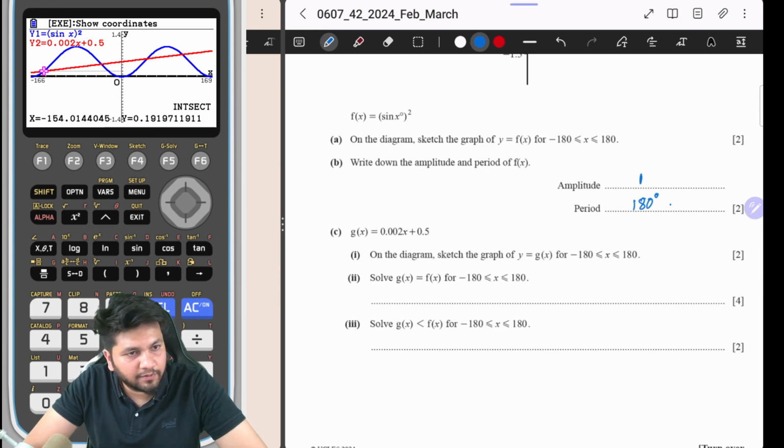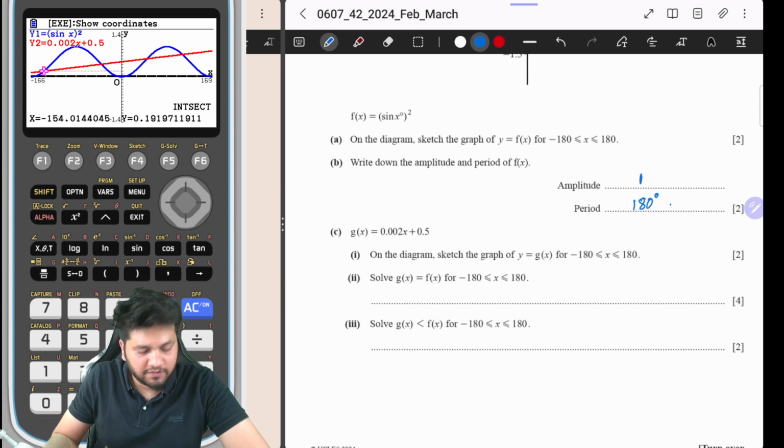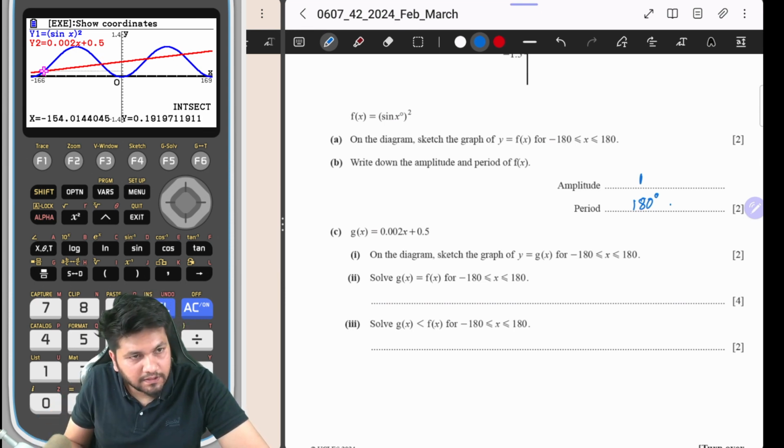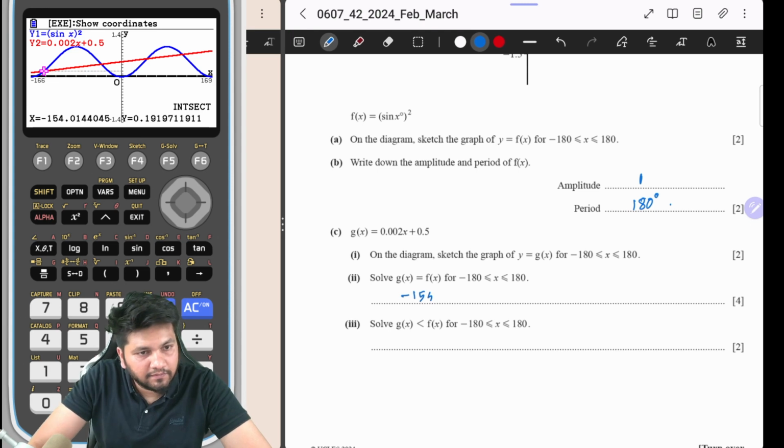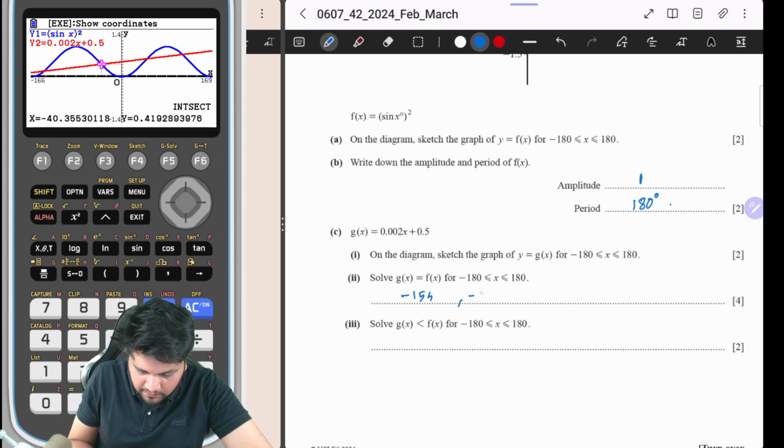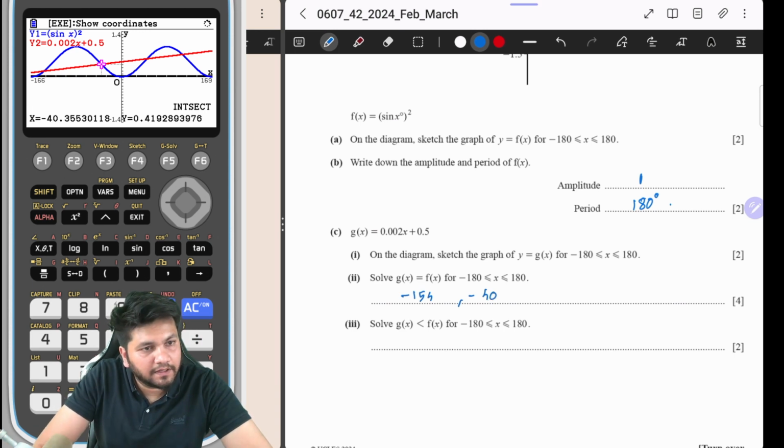So that would be 0.1919, whatever values you are getting. We're going to put the x values wherever this is happening. So once again, it's going to be at minus 154. Then we have minus 40. Then we have 50.8.